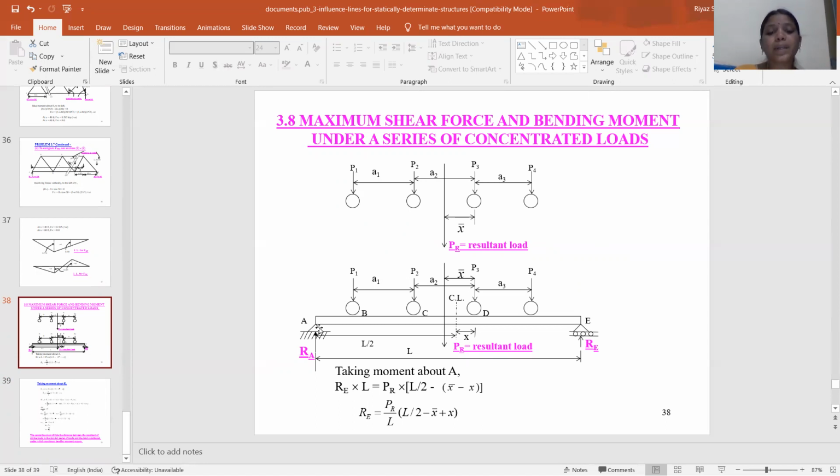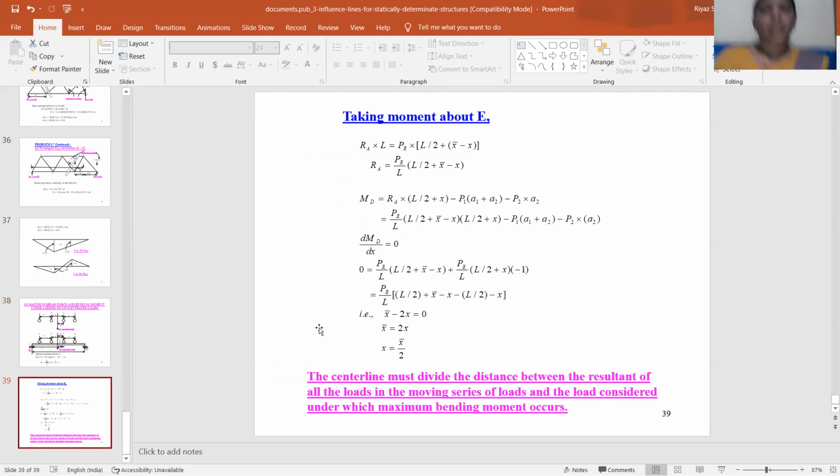RE into L equal to PR into L by 2 minus X bar minus X, or equal to PR divided by L times L by 2 minus X bar plus X. So this is the reaction at E. And then taking moment about E, RA into L equal to PR into L by 2 plus X bar minus X. So find RA equal to PR divided by L times L by 2 plus X bar minus X.